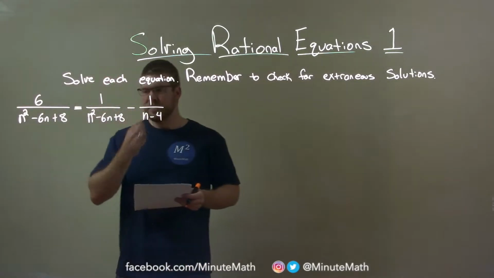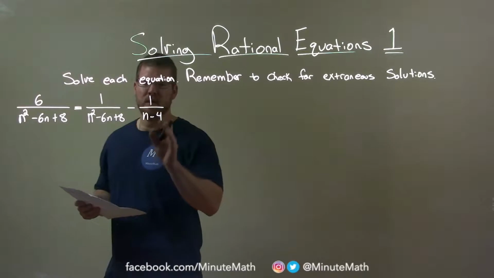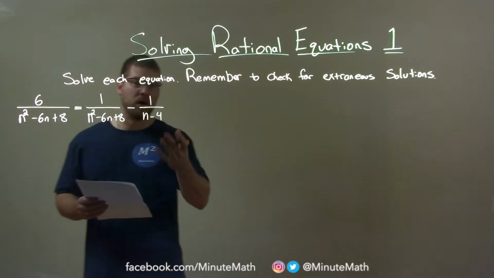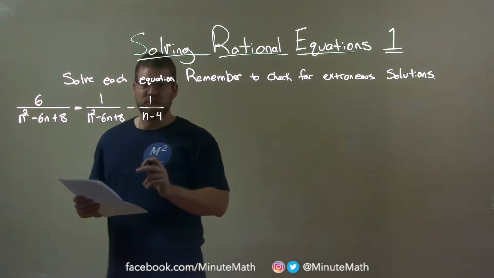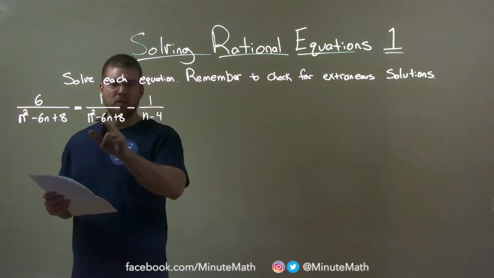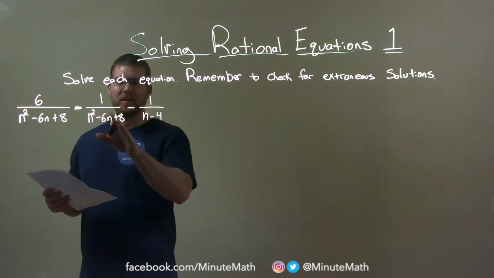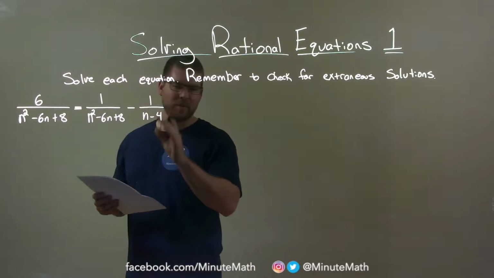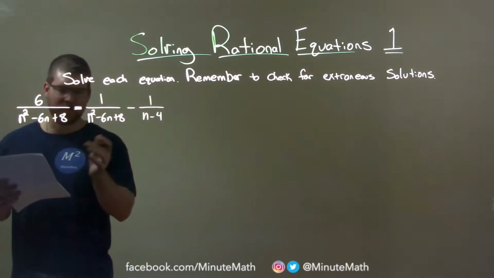Okay. So my first step is I want to see if I can get the same denominator across the board. Well, here we have a quadratic and here we don't. But I can probably factor, right? The denominator, and it probably gets something with n minus 4, so let's do that. And these two are clearly the same.